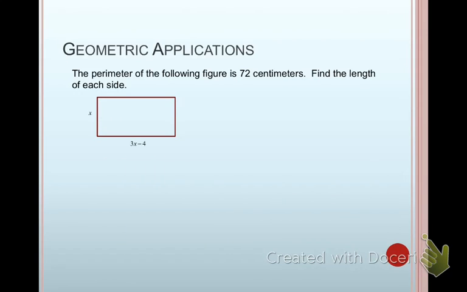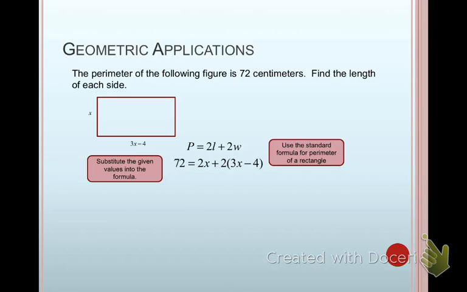Alright, the next problem says the perimeter of the following figure is 72 centimeters, and we want to find the length of each side. The standard formula for the perimeter of a rectangle is 2L plus 2W. If we substitute the given values into the formula, we have 72 equals 2x plus 2 times (3x minus 4). Notice that we put the quantity 3x minus 4 in parentheses for the width.